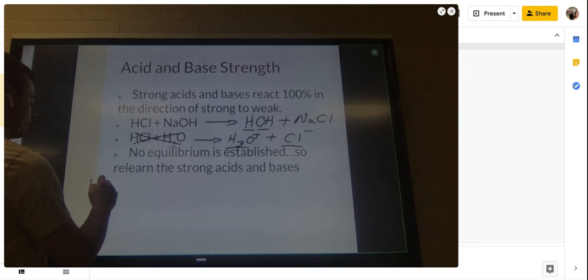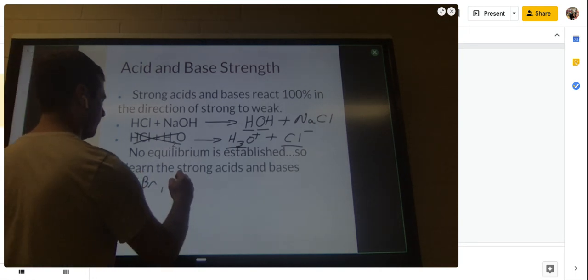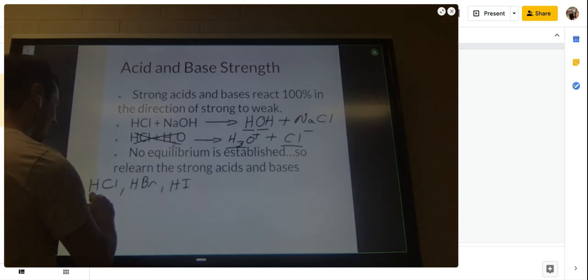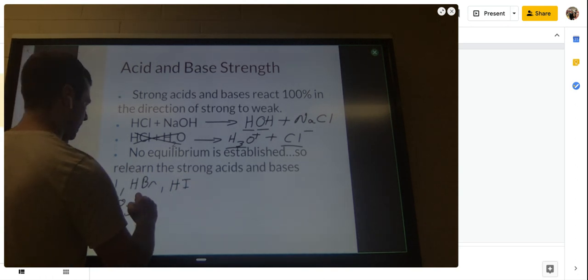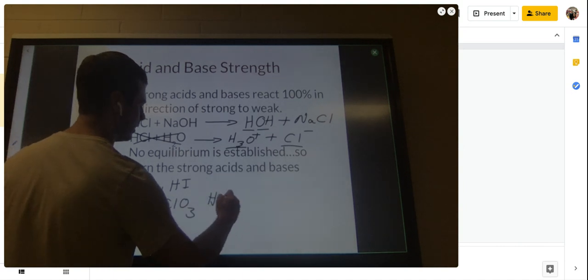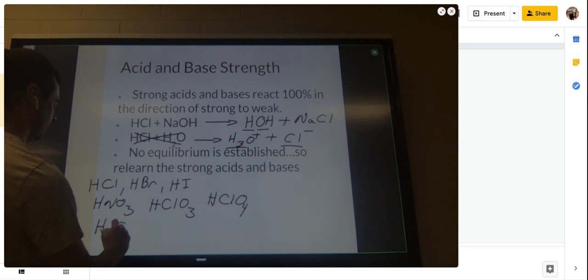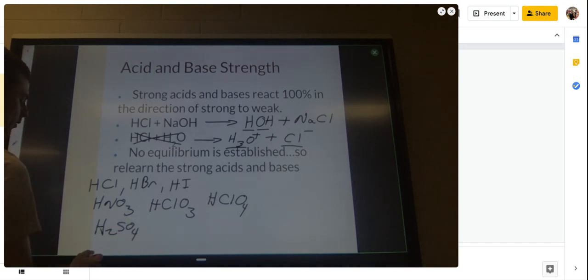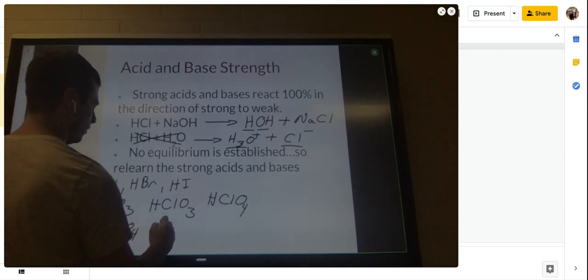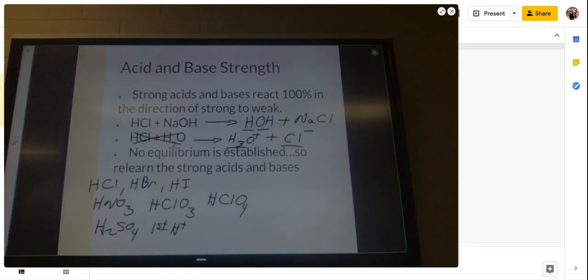So recap our strong acids. I'll probably forget some. It's hydrochloric, hydrobromic, hydroiodic, nitric, chloric, and we can put perchloric on there as well, okay? And then this one, which we'll get into down the road, H2SO4, the first H, and that will make more sense down the road, okay? So H2SO4 is a strong acid, the first H.